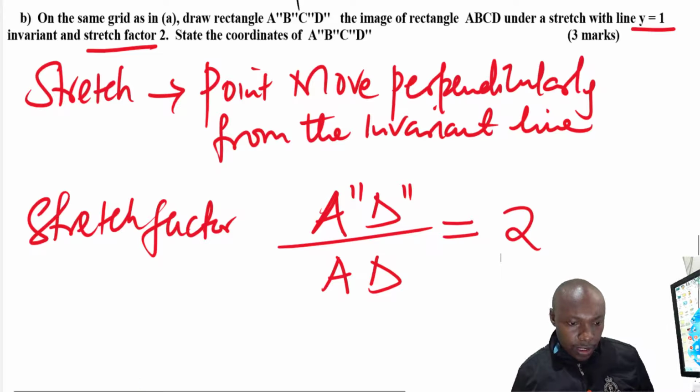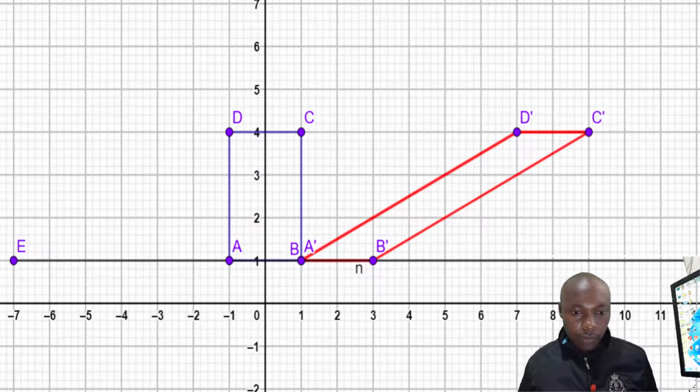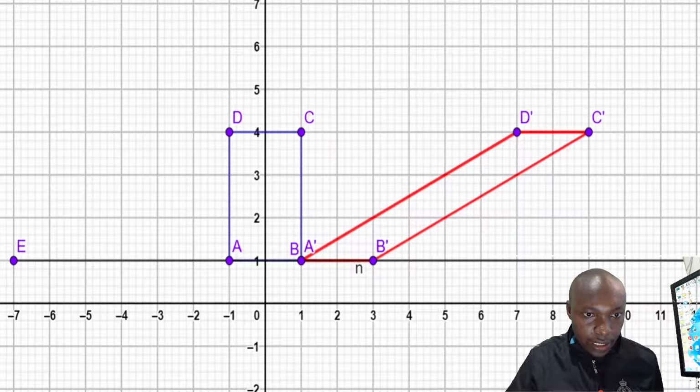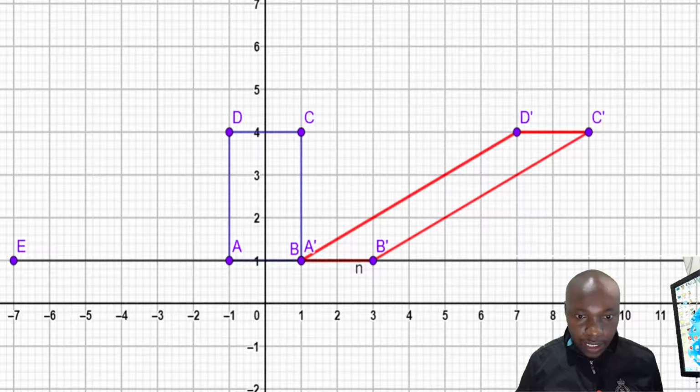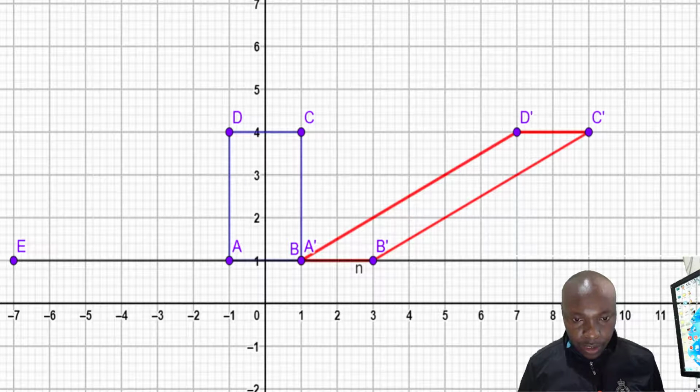So we need to look at the diagram here, and since we've said A will remain where it is for this stretch, since it is lying on the invariant line, y = 1, those points A and B will not move. So A double prime will remain there, B double prime will remain there. So those points will not change. So D has to change.